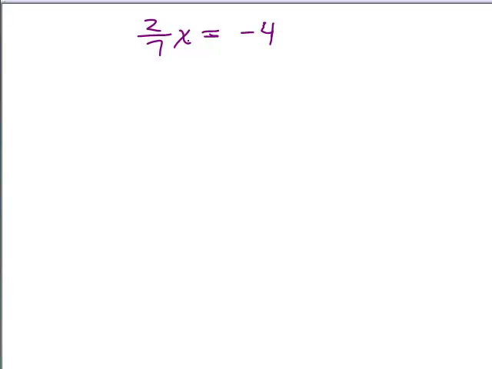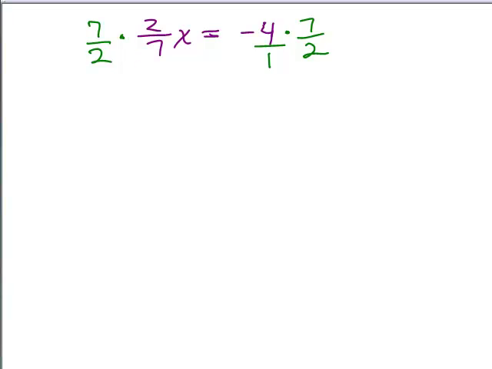So the coefficient of x is 2/7. So to find out what 1x is, we can multiply by the reciprocal. So that would be 7/2. But if you multiply it on the left side, you have to multiply it on the right side of the equation. Now if you want, you could write this as -4/1 or just leave it as -4.